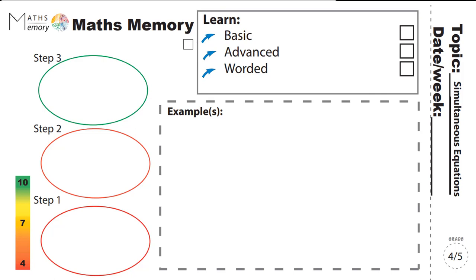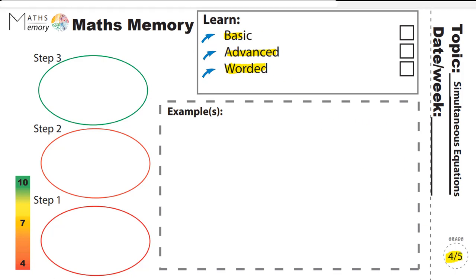Now the 3 different learning objectives we need to hit through this lesson are these 3 things over here. We have a basic type of simultaneous, an advanced, and a worded kind of question where you need to find the maths or the simultaneous within that worded structure. This is grade 4 to 5.